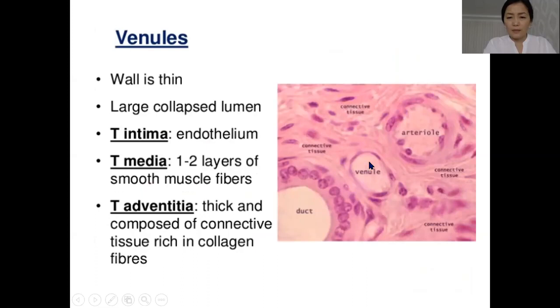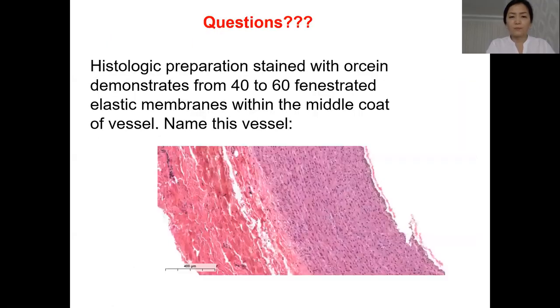The wall is thin. This is a venule. This one is an arteriole. If you compare venule with arteriole, the wall is thin in venule, with a large collapsed lumen. Tunica intima, of course, is endothelium. Tunica media has 1-2 layers of smooth muscle. It depends again on the type of venule. If this is a muscular venule, of course, 1-2 layers of smooth muscle fibers are present. Tunica adventitia is thick and composed of connective tissue rich in collagen fibers. This is all about venules.